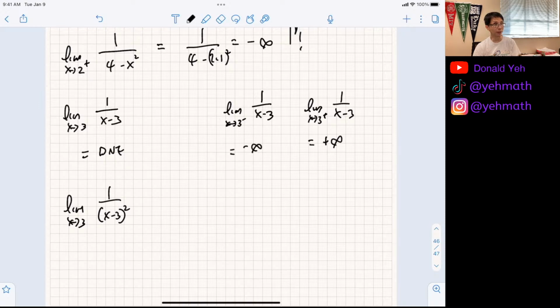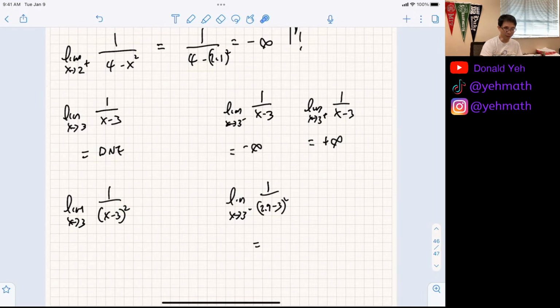What do you guys think this one is? It's positive infinity? Good. Why? Because when I did 3.1 and 2.9, the 3.1 was positive infinity, obviously, but 2.9 was negative, and then I squared it, which made it positive. So there you go, positive, because that square affects everything, right?